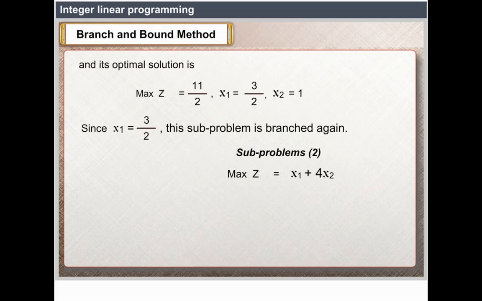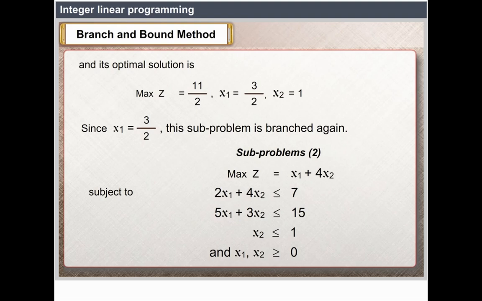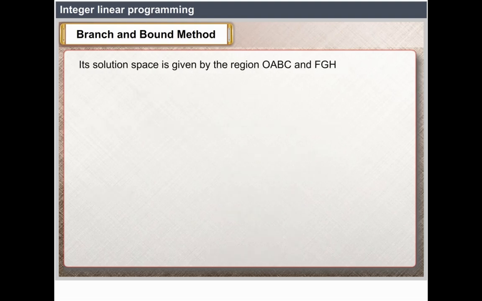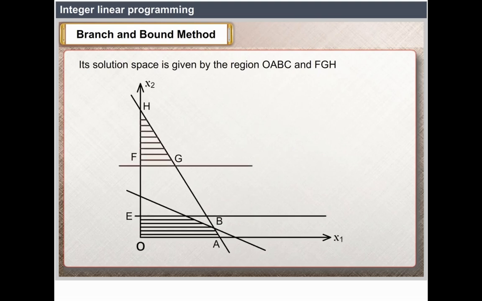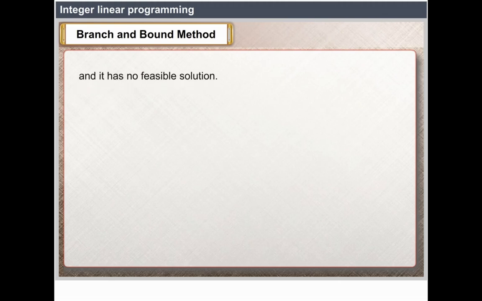Problem 2. Maximize z = x1 + 4x2 subject to 2x1 + 4x2 ≤ 7, 5x1 + 3x2 ≤ 15, x2 ≥ 2 and x1, x2 ≥ 0. The solution space is given by the region OABC and FGH. In the diagram, both the regions don't meet and it has no feasible solution. Hence, this subproblem is fathomed.